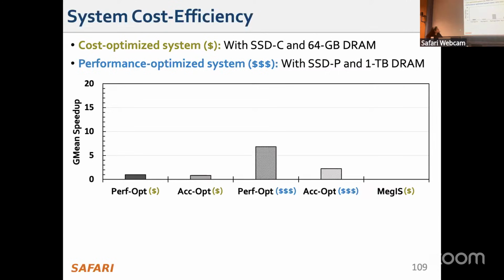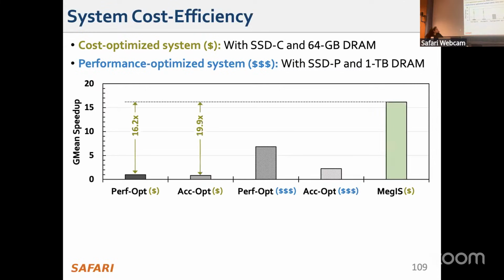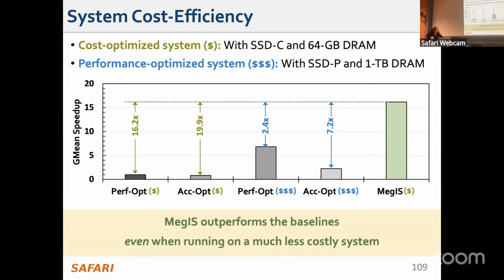So here, we're already seeing the performance of these. And this is MegIS. So we see that if we do an apple-to-apple comparison, we would have a lot of benefit from MegIS. But the interesting thing is that MegIS outperforms the baselines even when running on a much less costly system. This is interesting because if you remember earlier, I was talking about the need for having portable analysis, right?